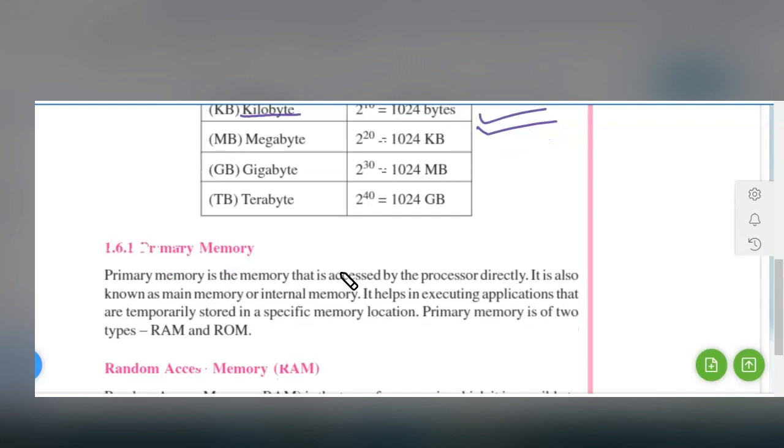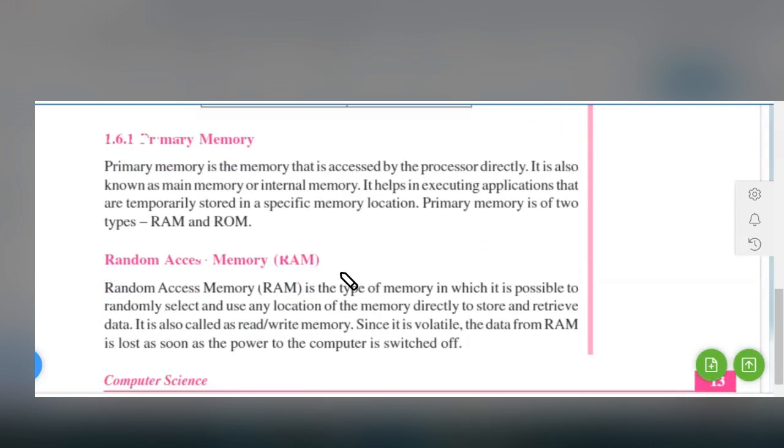Next one is primary memory. Where is the location of primary memory? It is in the processor itself, and it is accessed by the processor directly. Since it is very near to the processor, the data or information being stored can be accessed very easily. We also know it by another name, main memory or internal memory. So if you see this name somewhere else, it simply means primary memory.